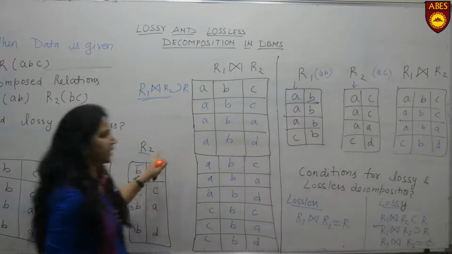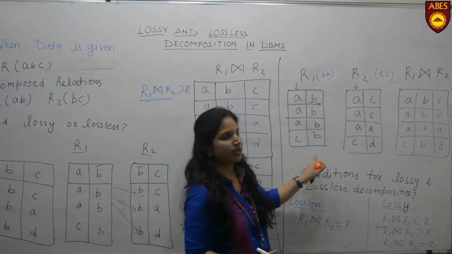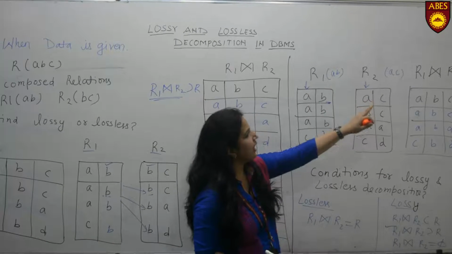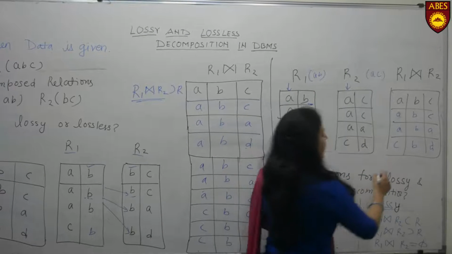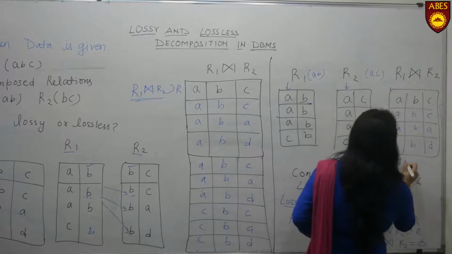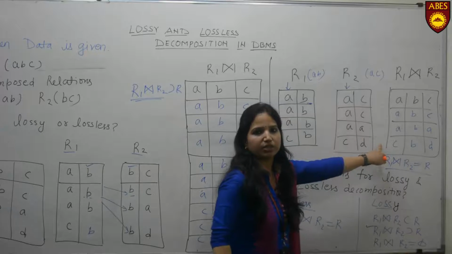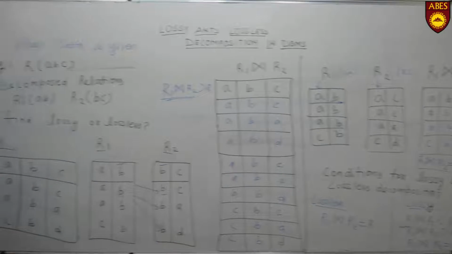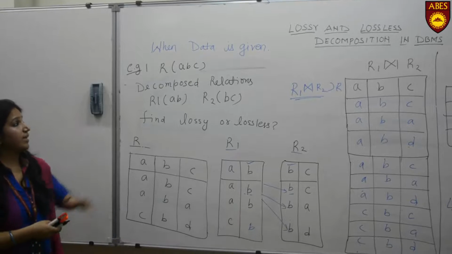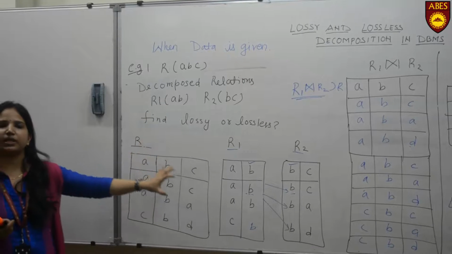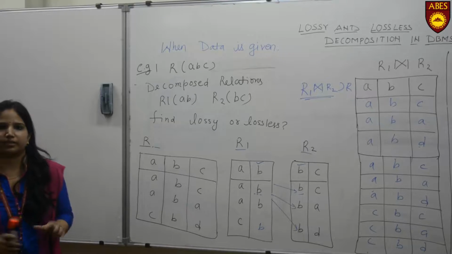As I have explained in this example, this is how we calculate R1 natural join R2. By using that method, when we take the natural join of R1 and R2 with these split relations, we get the original table. So in this case, R1 natural join R2 is equal to R. So here the decomposed relation is lossless. In the next slide, I'll explain the second method of finding lossy and lossless decomposition when the data is not given and we have only functional dependencies. In that case, how will we find whether the decomposed relation is lossy or lossless?